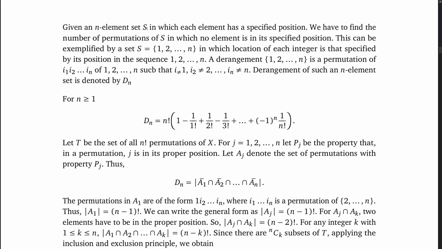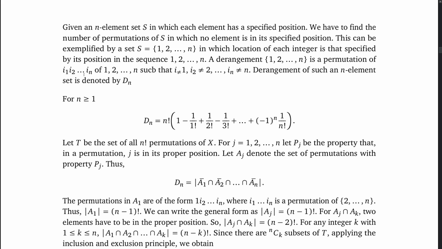Given an n element set S in which each element has a specified position, we have to find the number of permutations of S in which no element is in its specified position. This can be exemplified by the set 1 through n in which the location of each integer is that specified by its position in the sequence 1 through n.